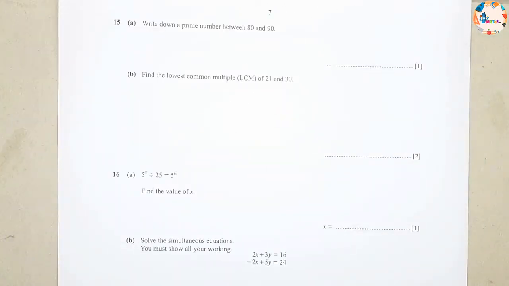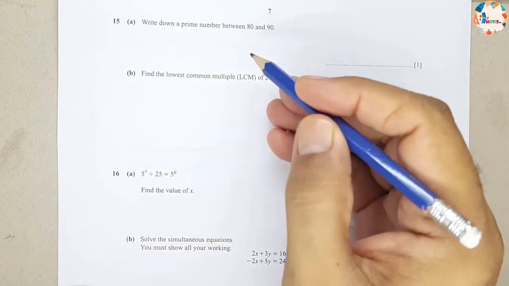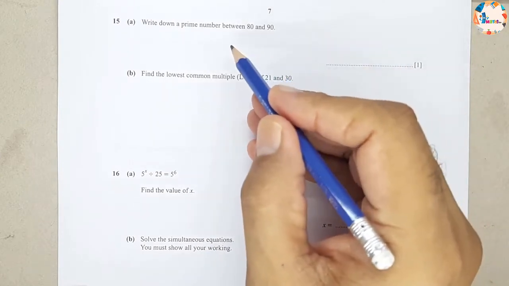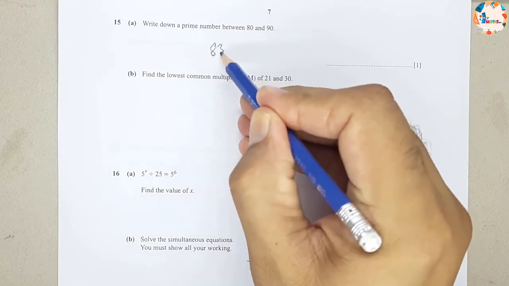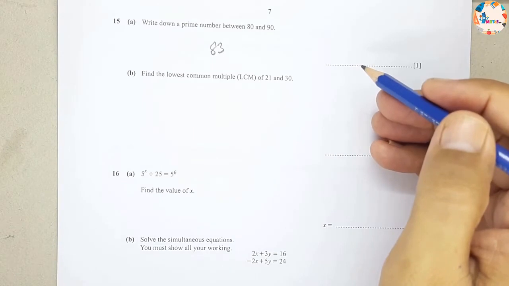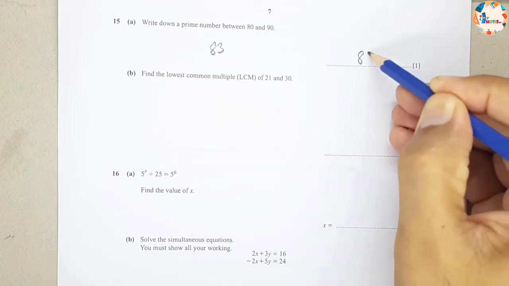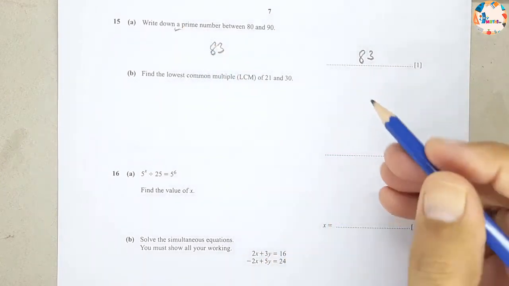Now question number 15, write down a prime number between 80 and 90. Prime numbers are the numbers which are divisible by 1 and itself only. So 83 we can write, or even 89 is also a prime number. We are writing here 83 because they are asking for a prime number, so one number will be sufficient.